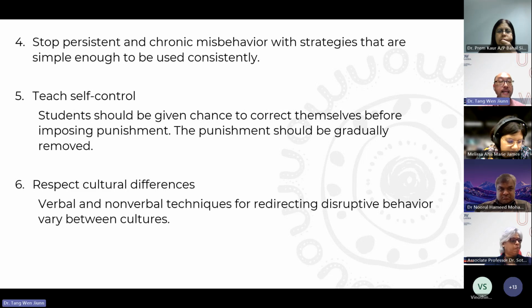And lastly, respect cultural differences. In a class, we have people from different backgrounds. So when we are interacting with them, we have to be very careful of how we behave, verbal or non-verbal, so that it won't cause any issues.